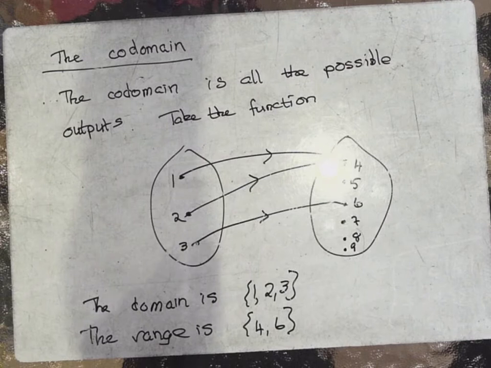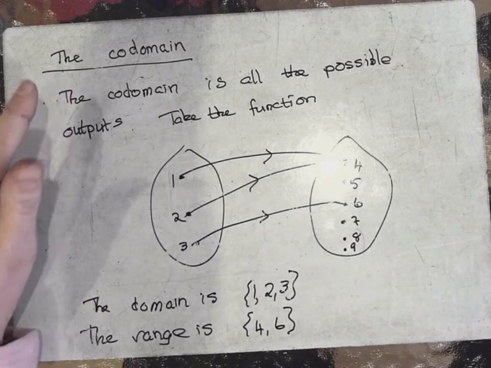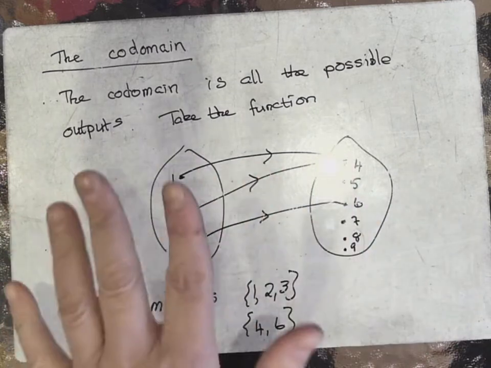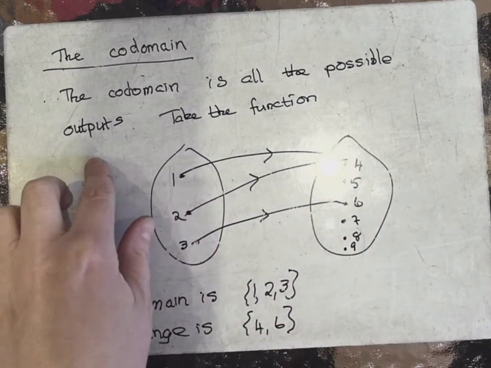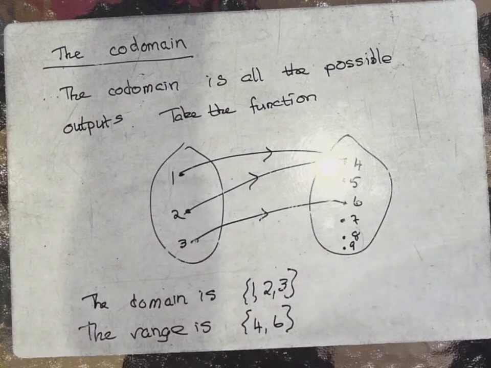Okay, so yesterday we talked about the domain and the range. The domain was what you put in, the range is what you get out. There's also what's called the codomain, and the codomain is all the possible outputs. Okay, so not necessarily the outputs, but if it's possible to have them as an output, right?